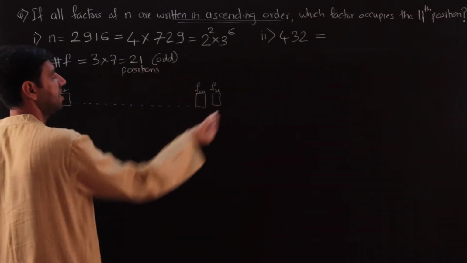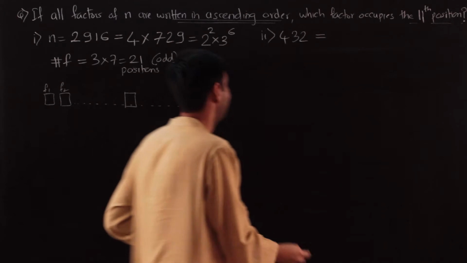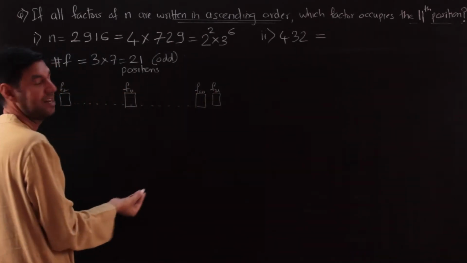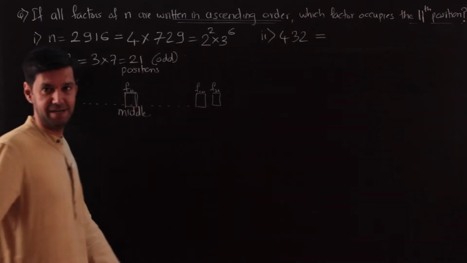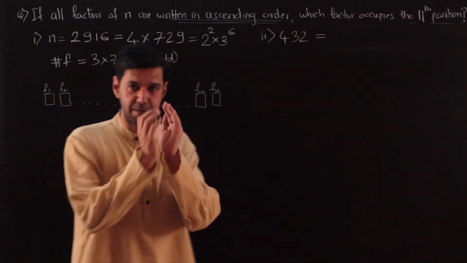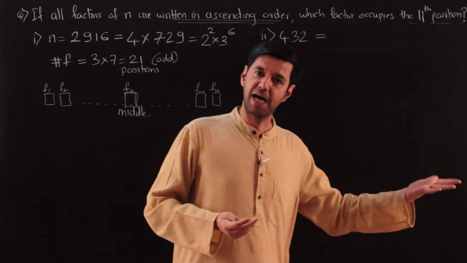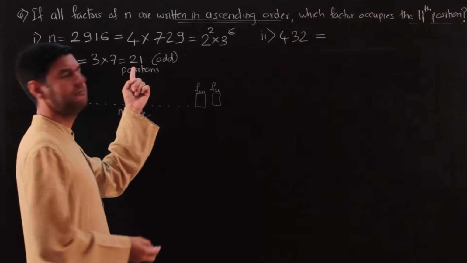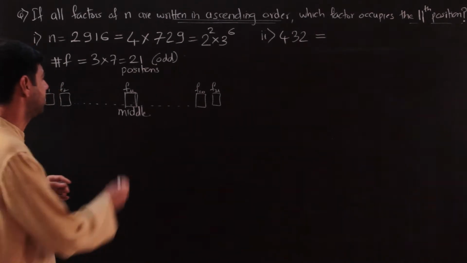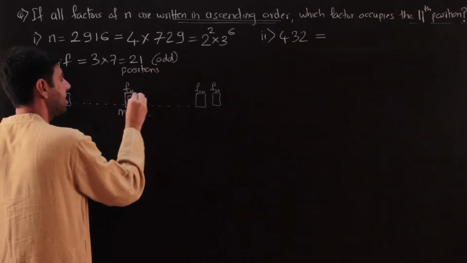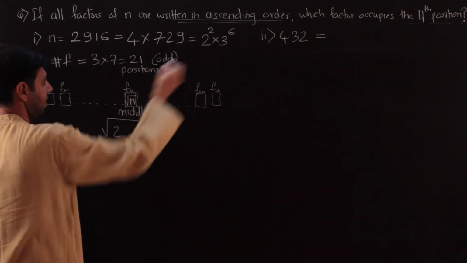And with 21 positions, what is so particular about the 11th position? We need the 11th position, and that is where you need a little bit of logic: the 11th position is exactly in the middle of 21. 21 is an odd number, so leave 1 aside for the middle one, and then there are 20, 10 on one side, 10 on the other side, so the middle will be 11. Or else you could do (21 plus 1) by 2, 22 by 2, which is 11. I leave that for you. Since this is the middle position, the factor here is going to be root of n.